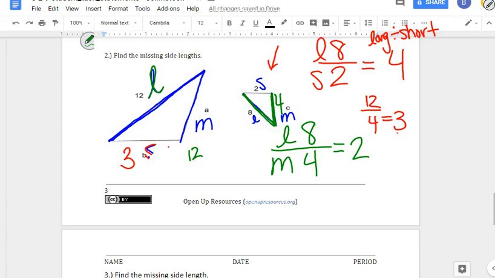So I'm not going to multiply 12 times 2 to get my medium side length, because that would make the number bigger. I want the number to be smaller since the medium side length is smaller than the longer side length. So I'm going to take 12 and divide it by the common ratio of 2 to get my missing side length of 6.